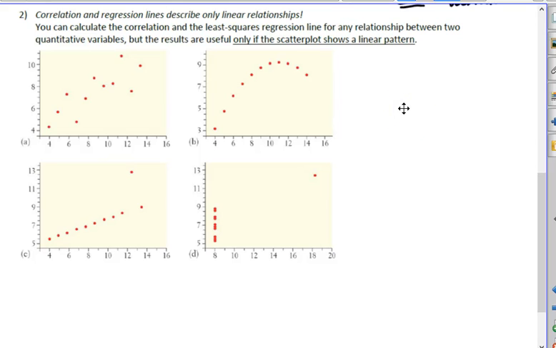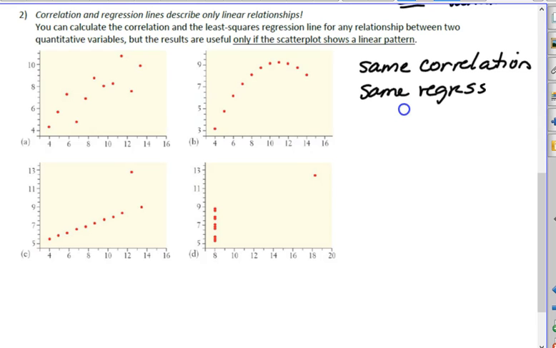For correlation and regression wisdom number 2, I want you to look at these 4 scatter plots. Which one do you think has the strongest correlation? Well, people might argue different values, but it turns out, in fact, that they all have exactly the same correlation. And furthermore, even more oddly, they all have the same regression equation.